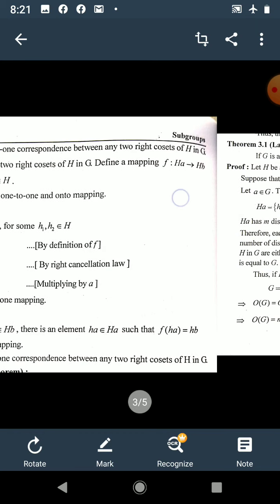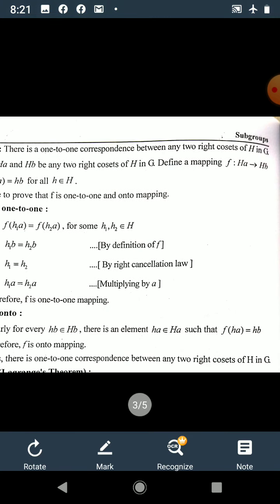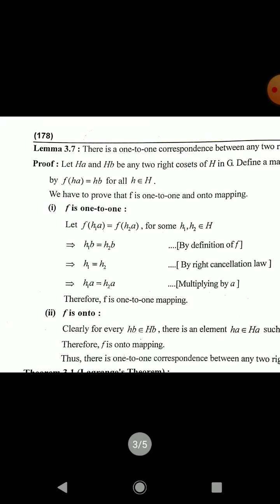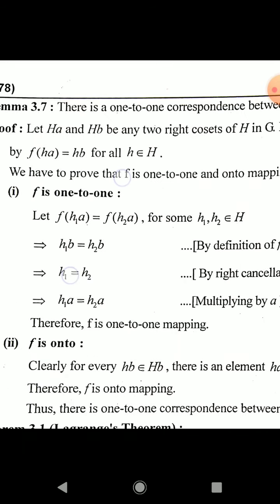we shall define a mapping f from Ha to Hb by f(ha) equals hb. Now, at first we shall prove that f is a one-to-one mapping. One-to-one mapping means f(x) equals f(y) implies x equals y. Then the mapping is called a one-one mapping or one-to-one mapping.